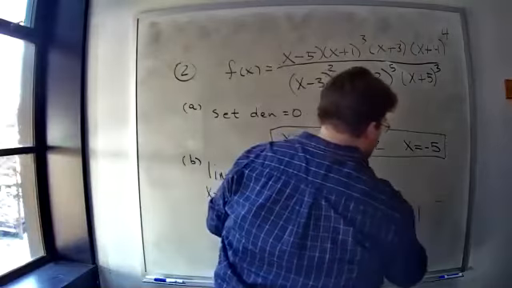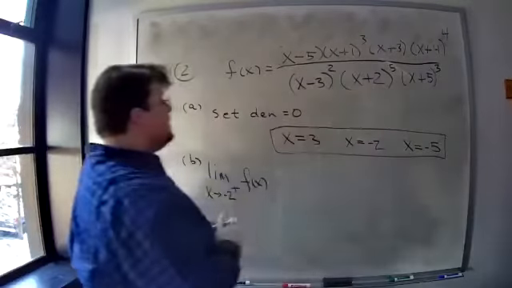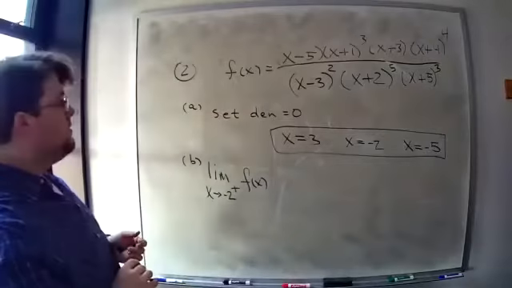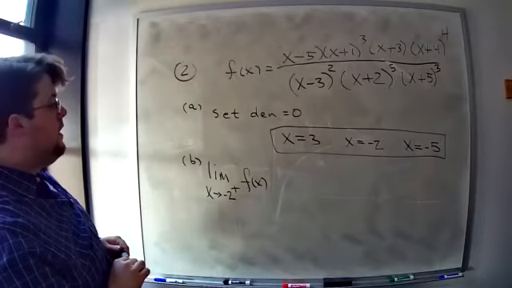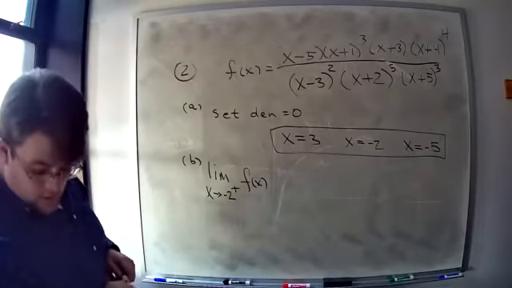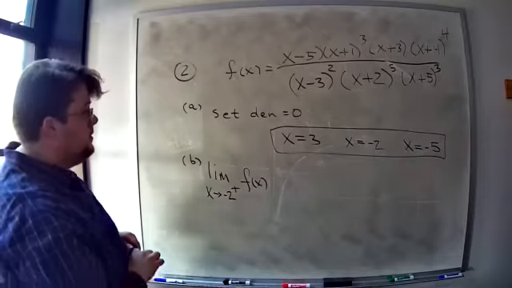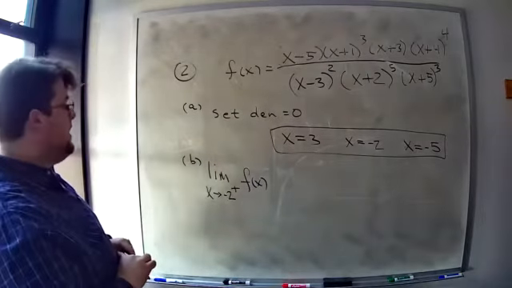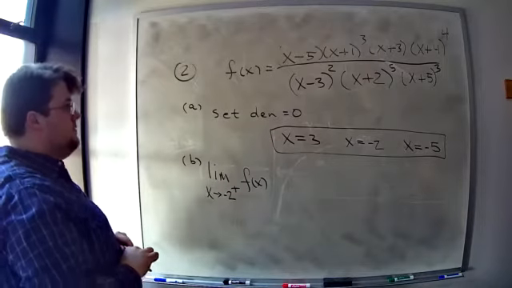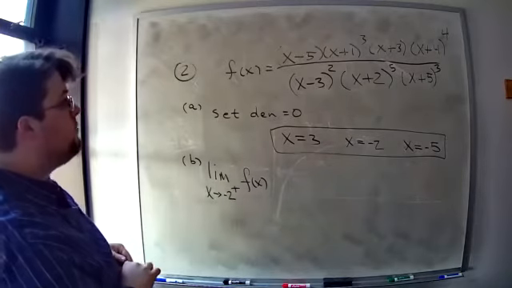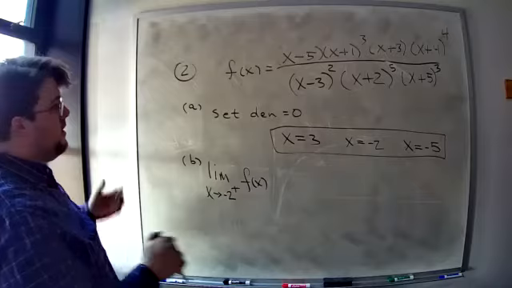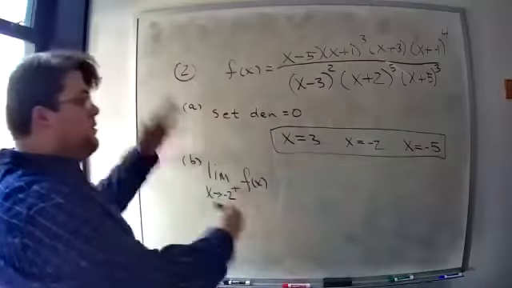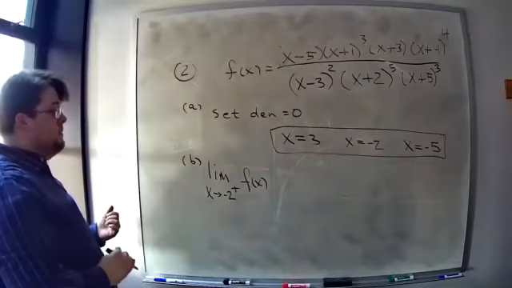Why did you choose negative 2? I chose negative 2 because there was an x plus 2 in the bottom. I could have also chosen 3 or negative 5 for this question. If it said find the limit as x goes to like 6 or something, that would just be a substitution here. But here, we're specifically looking at the behavior close to a vertical asymptote.